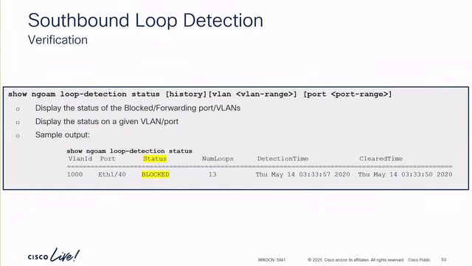And then you can view the history and status of a port. So here you see show NGOAM loop detection status. VLAN ID is 1000. Ethernet 1/40 is that southbound port, and it's in the blocked state.